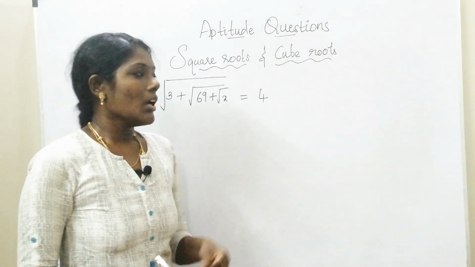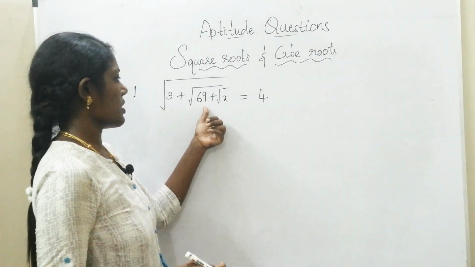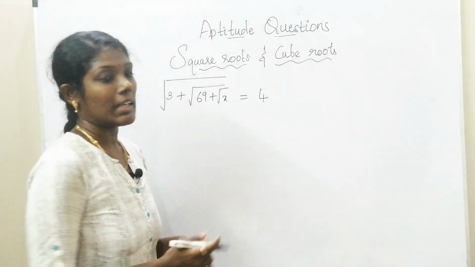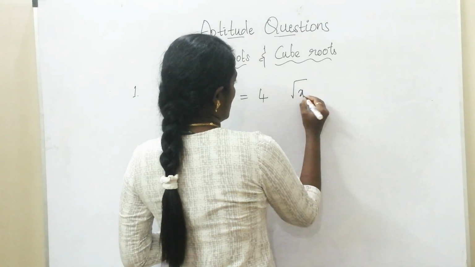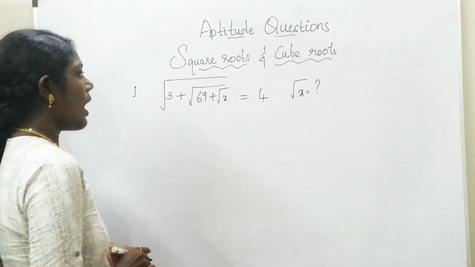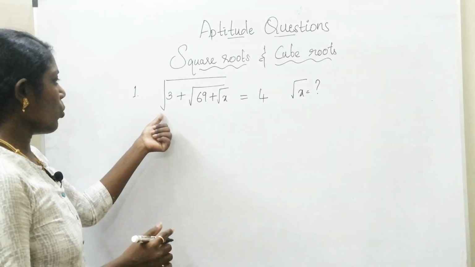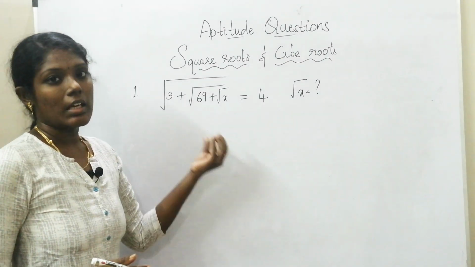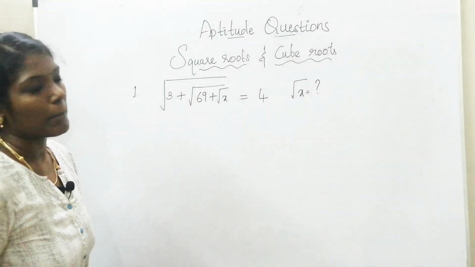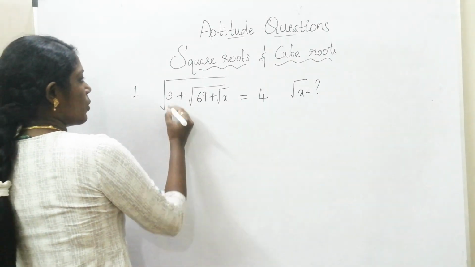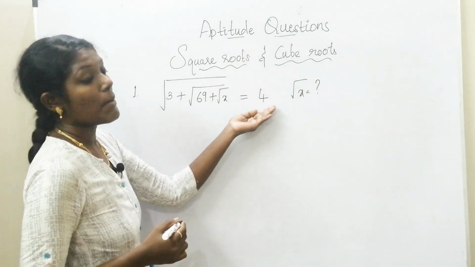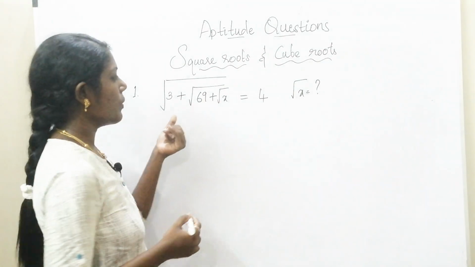So the question: root of 3 plus root of 69 plus root of x is equal to 4. We are going to find out what is the value of root x. As I already said, a root is nothing but the number that when multiplied twice, you get the square of that particular number. To remove this square root, I can multiply the same number. That is removing a square root.